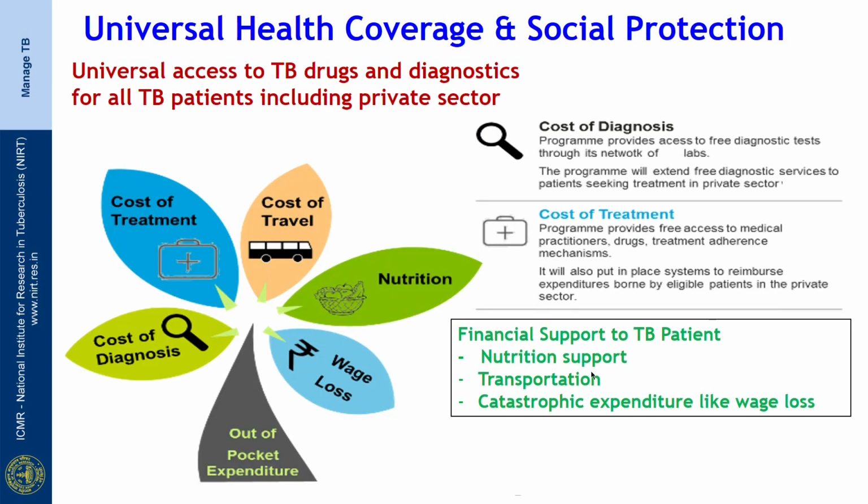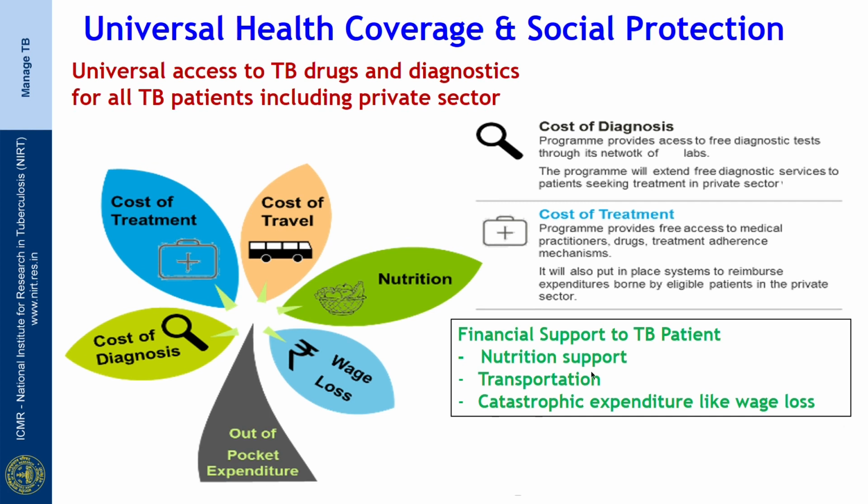The program also tries to provide social protection by making up for the out-of-pocket expenditure that a patient may encounter due to the cost of diagnosis or treatment, or for traveling to and from the health facility for taking treatment, and also by incentivizing notification, providing nutritional support, and trying to compensate for any loss of wages.